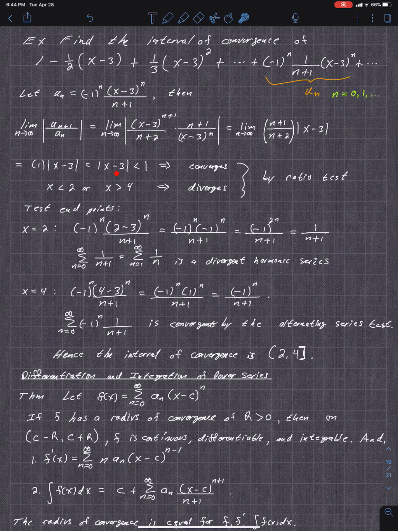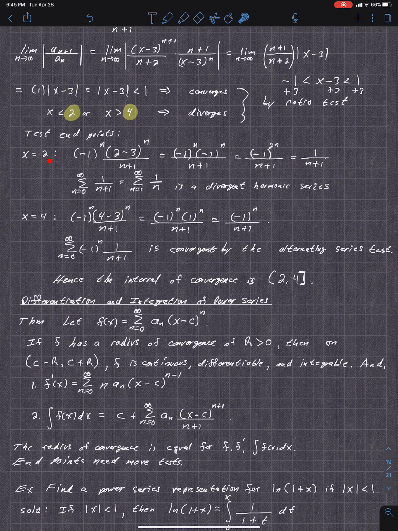And you get down to the absolute value of x minus 3 less than 1. And so if that's the case, then you have convergence, right? To solve |x minus 3| less than 1, you do -1 less than x minus 3 less than 1, and then you solve, right? You add 3 everywhere, so you get your endpoints of 2 and 4. And so if x is less than 2 or greater than 4, the series diverges.